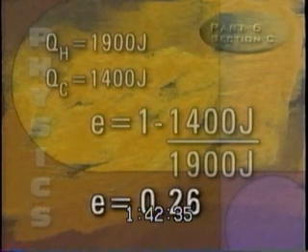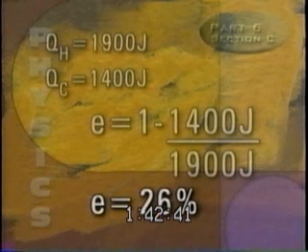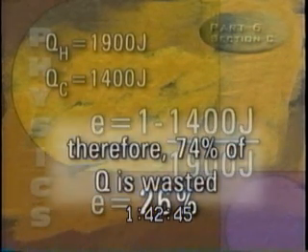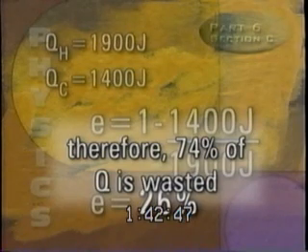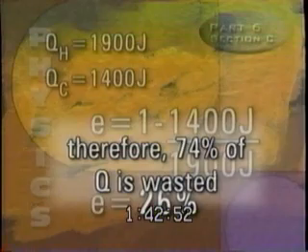We usually express efficiency as a percentage, so multiply that by 100, and we get that the engine has a 26% efficiency. Note that with a 26% efficiency, 74% of the heat taken from the hot reservoir does no useful work and is rejected as waste heat into the cold reservoir.